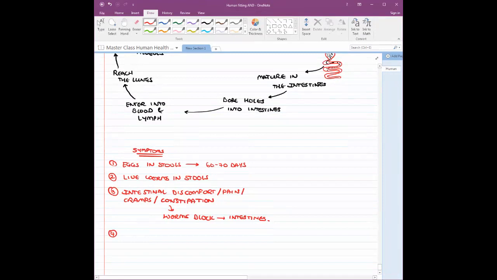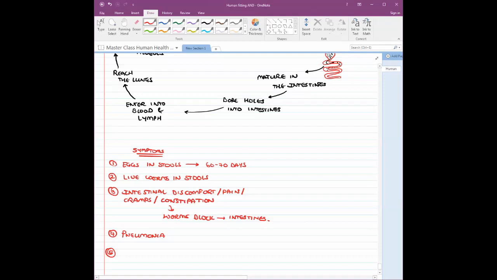The next thing you're also going to see, I told you, they are going to enter into the lungs also. They're going to bore holes into the lungs, and because of that, you are also going to experience pneumonia. What is pneumonia? Fluid fills into your lungs, and this results in infection.